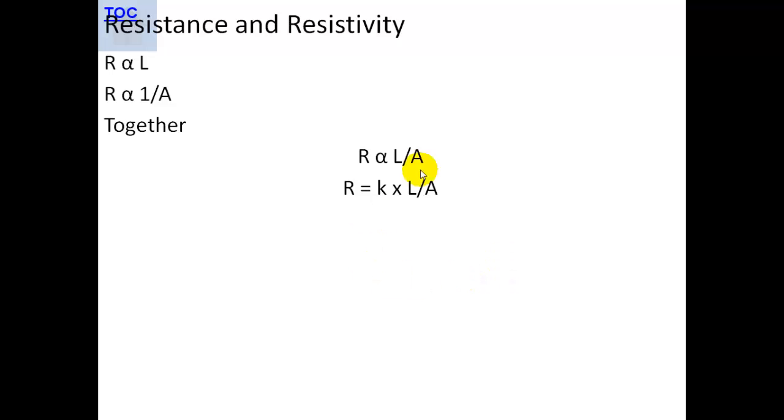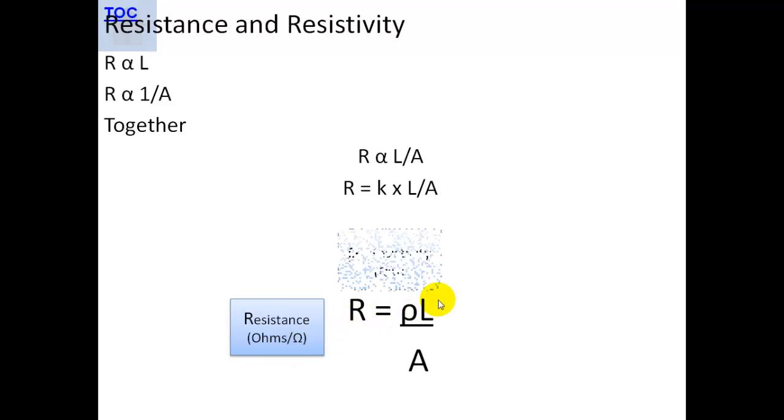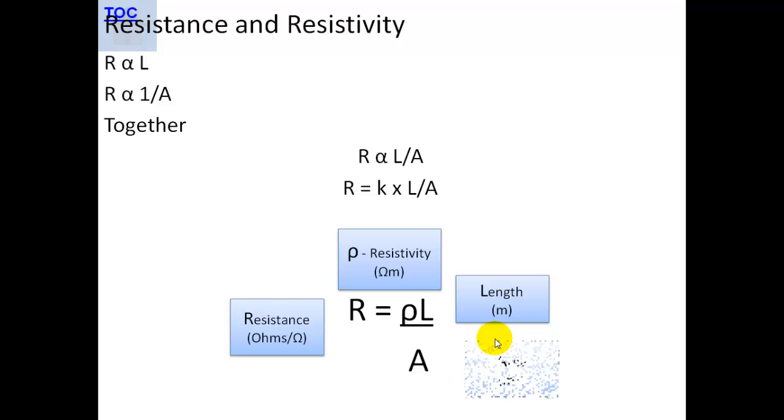And what is this constant? This constant has something to do with the quality of the resistor, and we call this the resistivity, and it's given the symbol ρ. So R is the resistance in ohms, ρ is the resistivity, which is in ohm meters, L is the length of the wire, and A is the cross-sectional area.